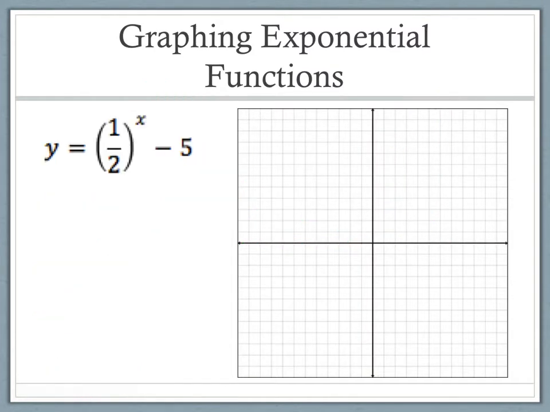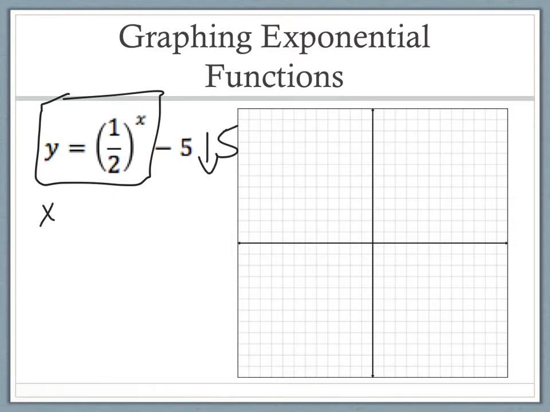For this one, let's make our parent graph. That is going to be how we make our table, that right there. And then I notice that the -5 is on the back end of it. It's not with the exponent, so that's just going to tell me that I'm going to go down 5 when I shift it. So let's make our table first. So x and y, so I have -2, -1, 0, 1, 2.